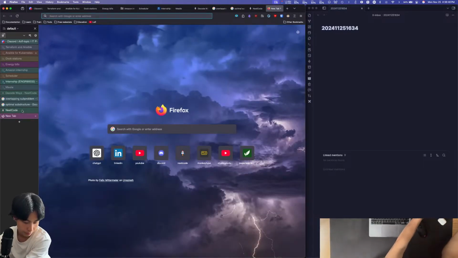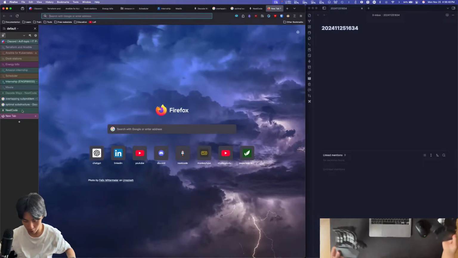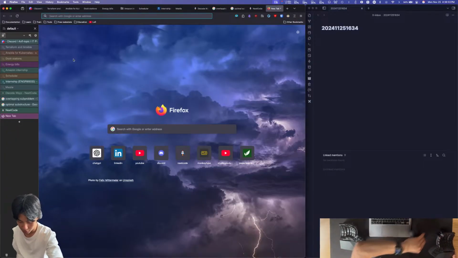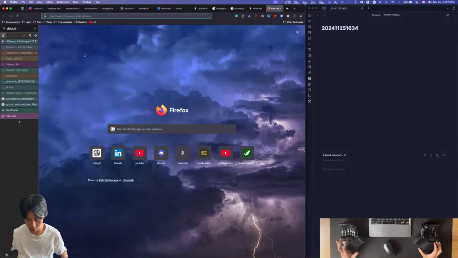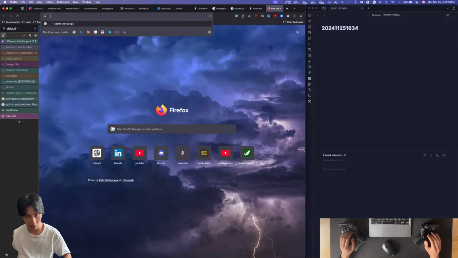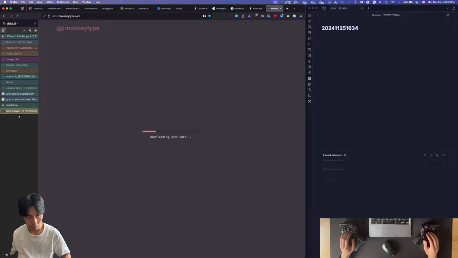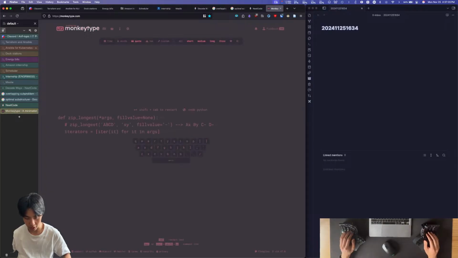Yeah. My table looks empty because I haven't brought this keyboard onto the screen. Okay. We're going to do one monkey type and then we'll get started.